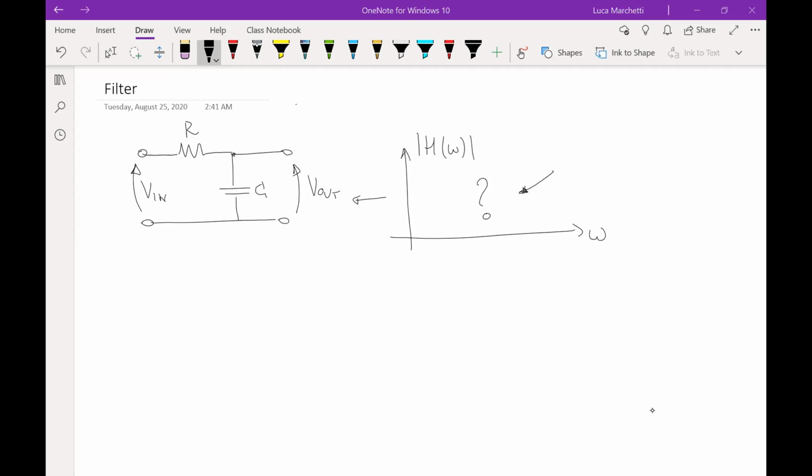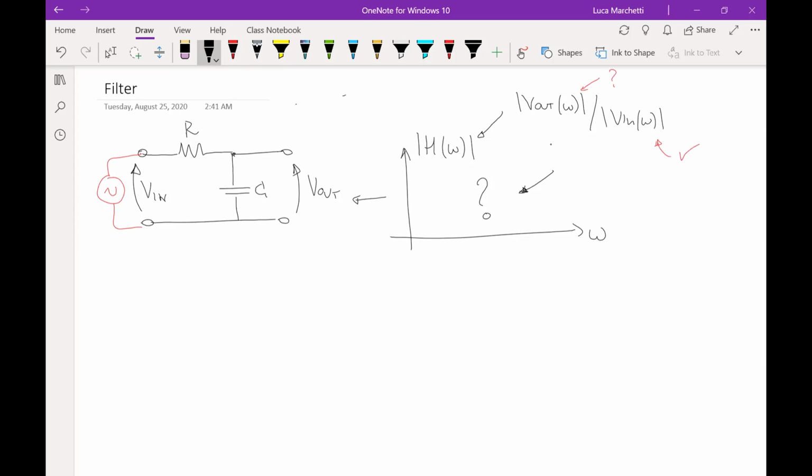Let me see. Yeah. So let's start. First of all, we are going to calculate the output, because remember that what we want to find is the magnitude of H of omega, which is equal to V out of omega divided by V in of omega. V in usually is a signal, and we said before it is a sinusoidal signal from your signal generator, so you know how much it is. This is something that usually is known. What we don't know, of course, is the output.